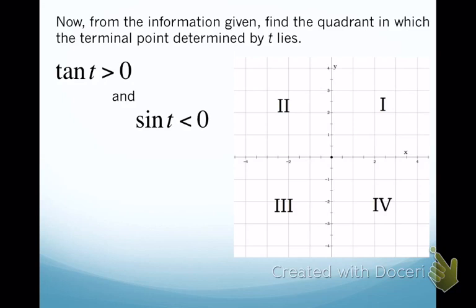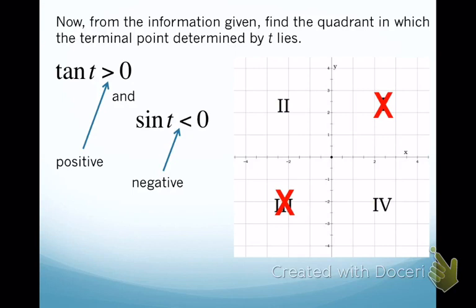Now, from the information that's given, let's find the quadrant in which the terminal point determined by t lies when tangent of t is greater than 0 and sine of t is less than 0. So remember, tangent is going to be positive when it's greater than 0, and sine, if it's less than 0, will be negative. Tangent is going to be positive in the first quadrant, and it's also going to be positive in the third quadrant.